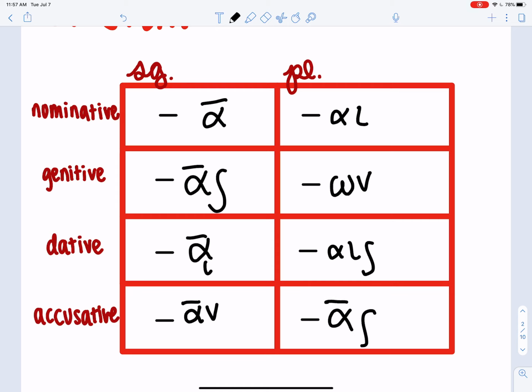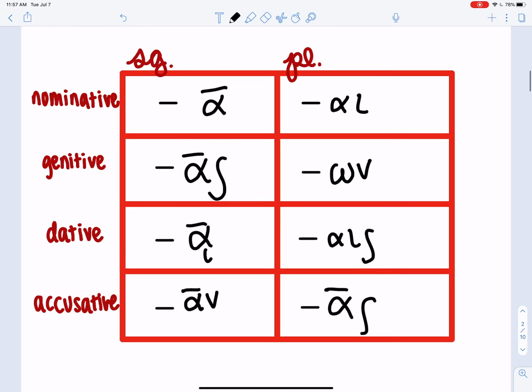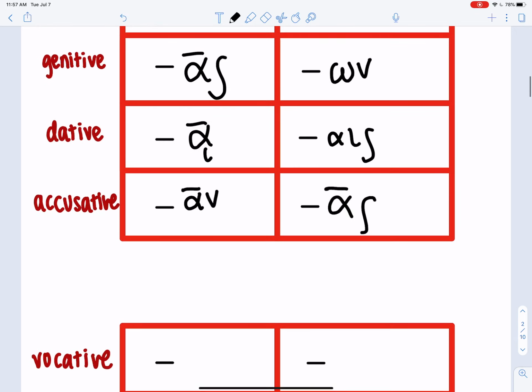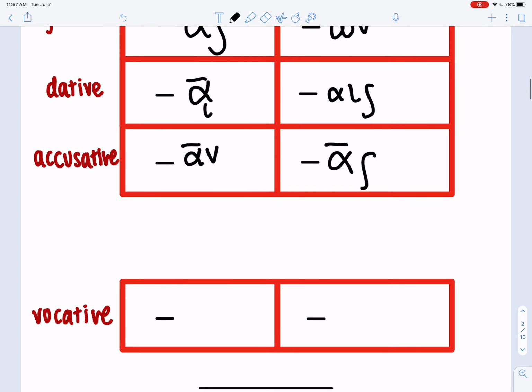And now let's look at the vocative. For first declension nouns, the vocative matches the nominative exactly. So here your vocative singular will be alpha and plural alpha iota. And technically there's a macron right there.